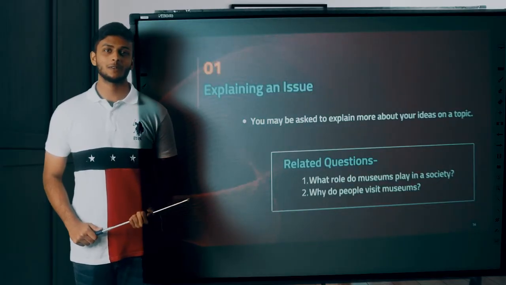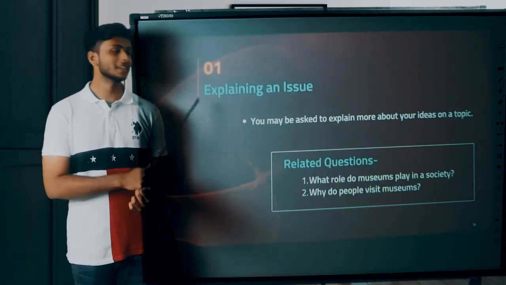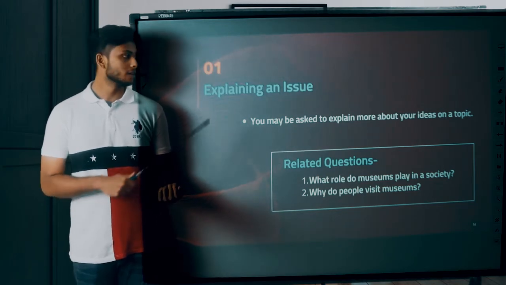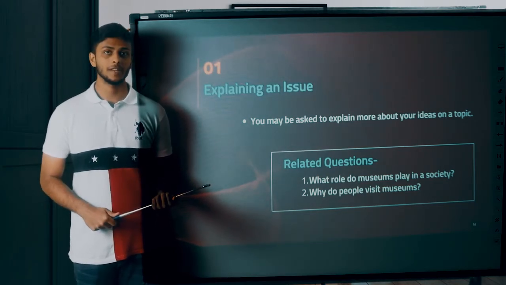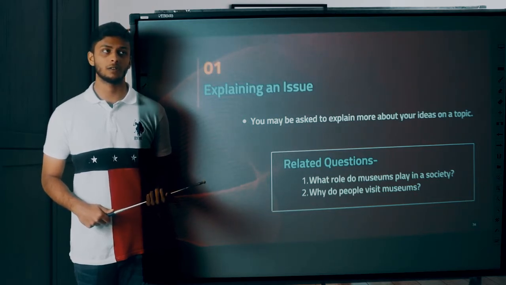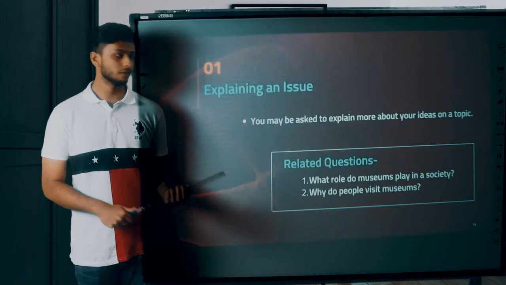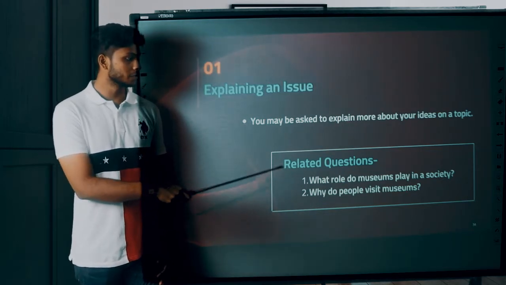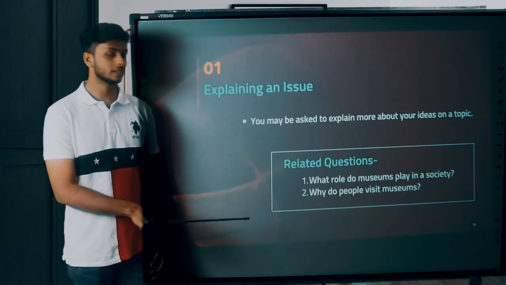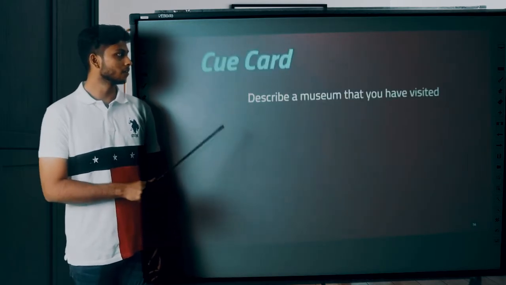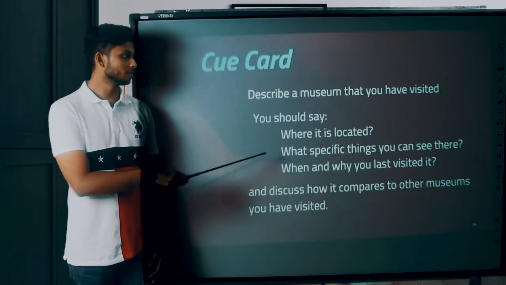Okay, so the first possible question type is explaining an issue. Here, you may be asked to explain more about your ideas on a topic. So here you need to explain a little bit more on an issue of your topic. So if you look at some of the related questions here, it says, what role do museums play in a society? Why do people visit museums? And these related questions are actually based on this cue card topic, museum.